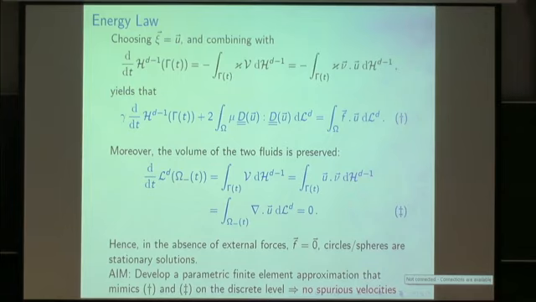So that's one property of the continuous problem. The second property is that because of the incompressibility condition, the volume of the interface is preserved. And so one immediate consequence is that if there are no forces, then circles or spheres are stationary solutions, because you cannot possibly decrease the surface area while maintaining the enclosed volume. And so one aim is to derive a numerical method which satisfies exactly these properties.